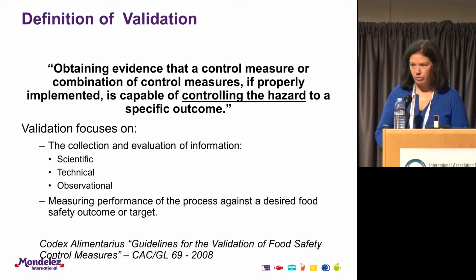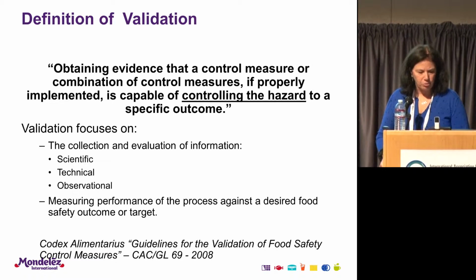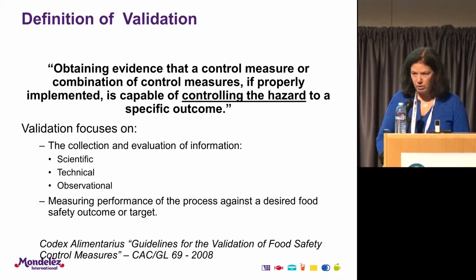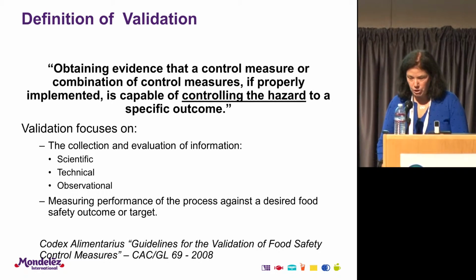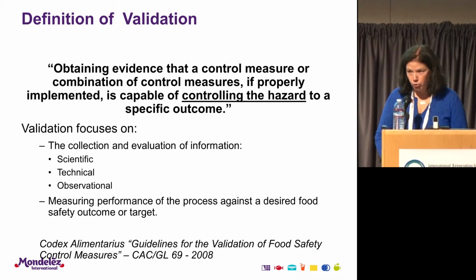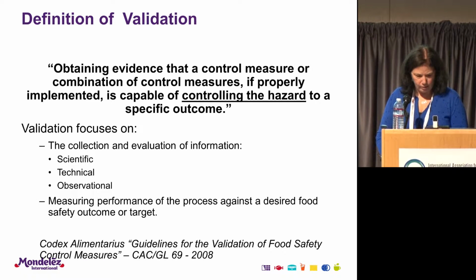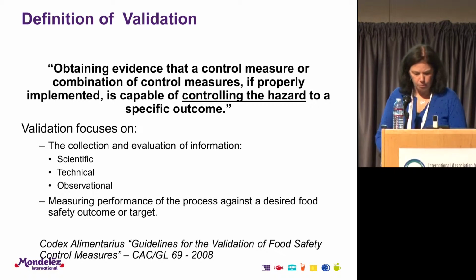Okay. So what is the definition of validation? I took this from the Codex Alimentarius. It's obtaining evidence that a control measure or combination of control measures, if properly implemented, is capable of controlling the hazard to a specific outcome. And validation focuses on the collection and evaluation of information that's technical, observational, and scientific, and how these pieces of information determine that the control measure is capable of controlling the hazard. Validation also focuses on measuring performance of the process against a desired food safety outcome or target.